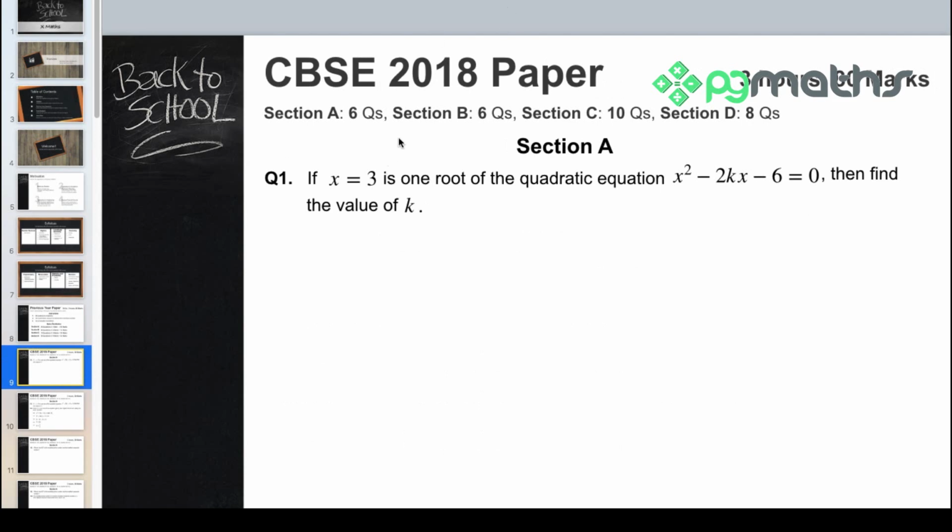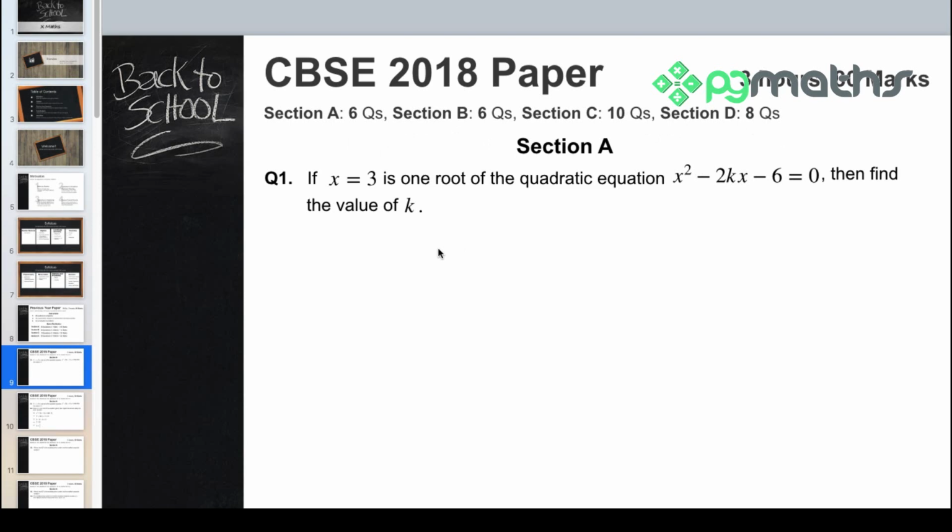Straightforward. Okay, so this is a 2018 paper that we're going to study, to get an understanding of the type of questions asked in the question paper. So it has 30 questions, 3 hours, and 80 marks. Section A has 6 questions, B has 6 questions, Section C 10 questions, Section D 8 questions. 6, 6, 12, 22, 30. 30 questions total.